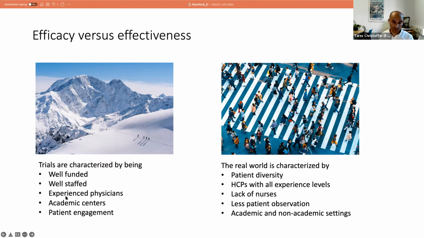Trials are well funded. They are clearly, at least in my part of the world, often more well staffed. They have research nurses that take very good care of the patients when they are in a trial, and we do not have as many nurses, at least not at the same time, for patients that are outside trials. Often patients in trials are also seen by more experienced physicians. They are maybe seen at larger academic centers, the largest ones. And patients are also much more engaged. Patients that enter clinical trials are likely more engaged in their health, have higher health literacy than patients that are treated outside, where there's really a lot more diversity, and at least in many European countries, maybe also in the US now, a significant lack of nurses and less optimal observation of patients, I would say.